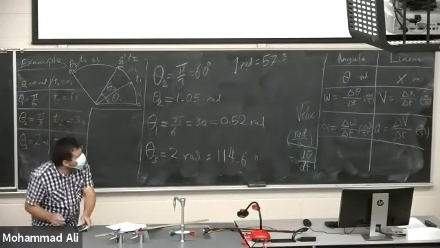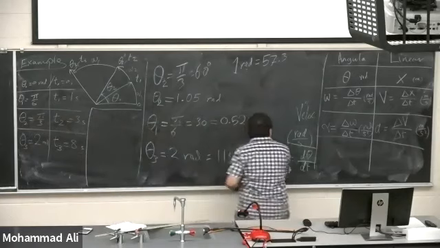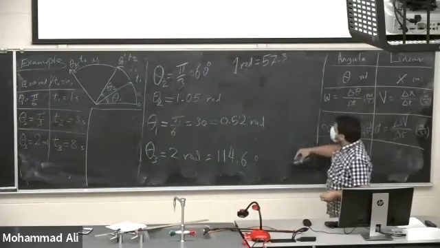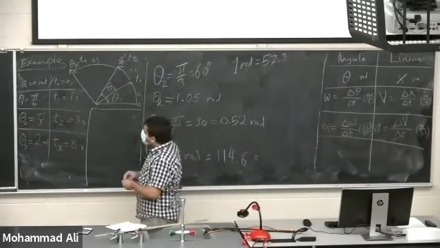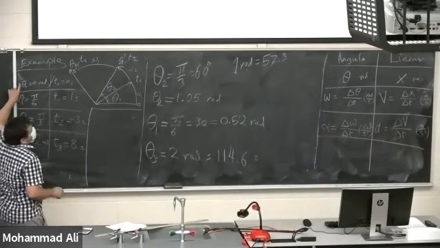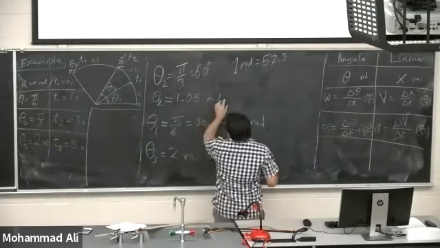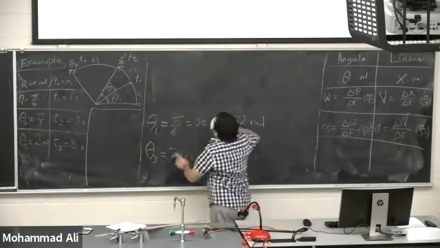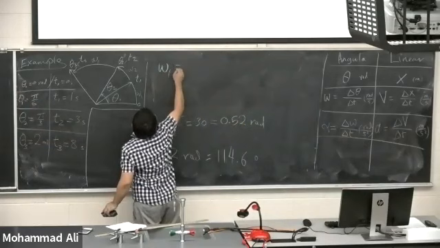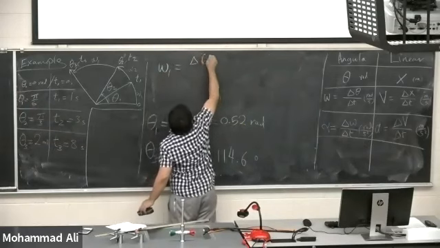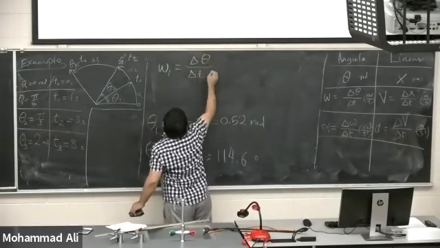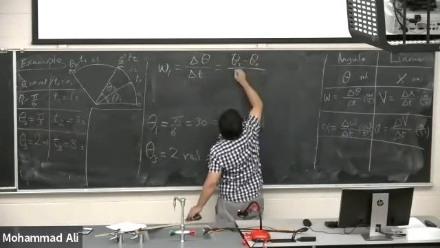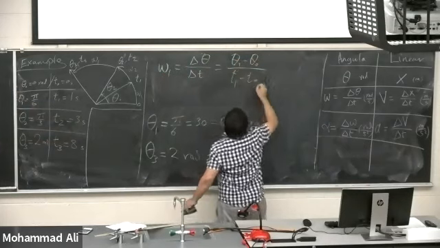Okay, what we need to do? We need to calculate the velocities, the angular velocities. Let us compute omega 1. I'll remove these things. Just to know, omega 1 is equal to delta theta over delta t, which is theta 1 minus theta 0 over t1 minus t0.